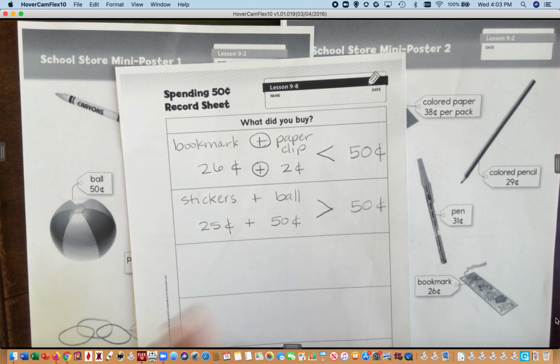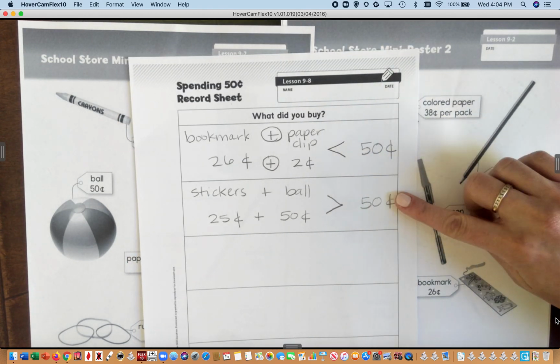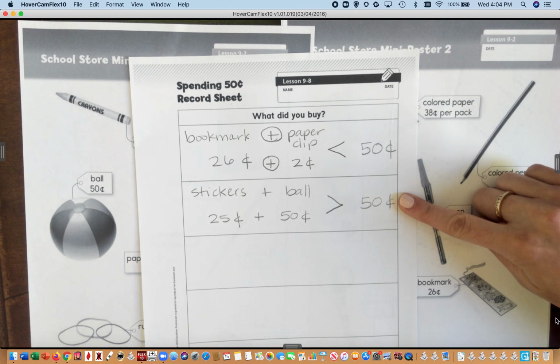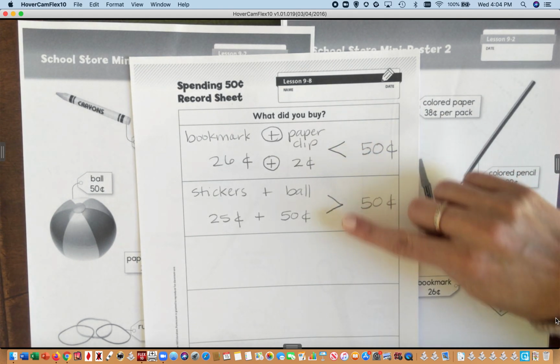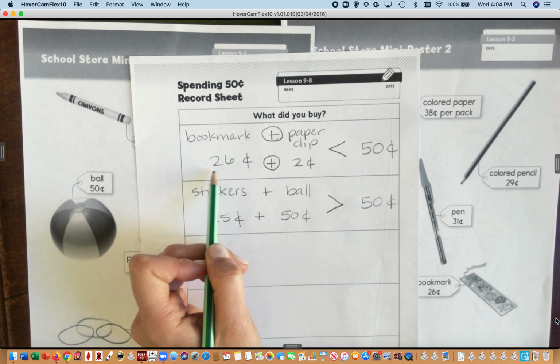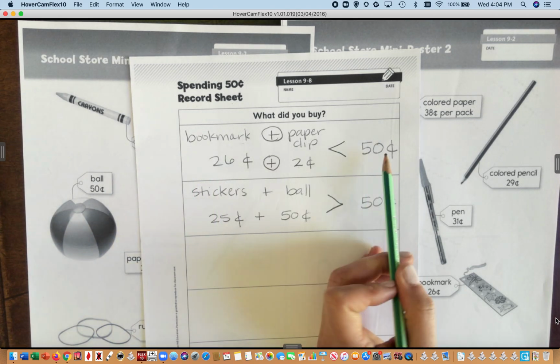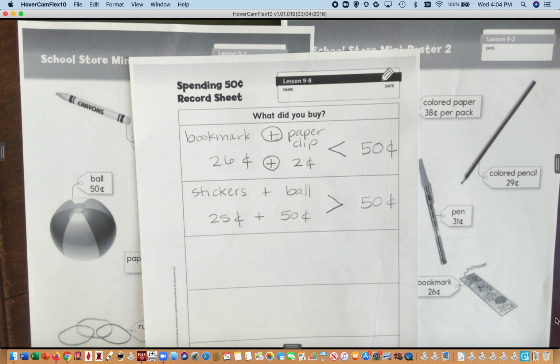Some of the things you shop for, you might be able to afford them, like the bookmark and the paperclip. I could definitely buy that. Some of the things you shop for, you might not have enough money, and that's okay too. Your teachers want to see your greater than, less than symbols each time you shop. We want to see the names and the prices of the things you pick, and then you can compare them to 50 cents.